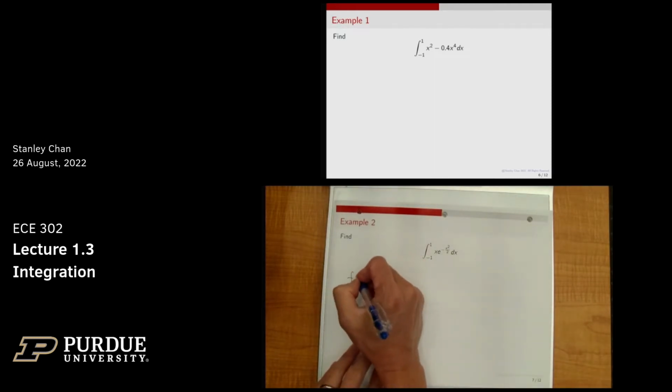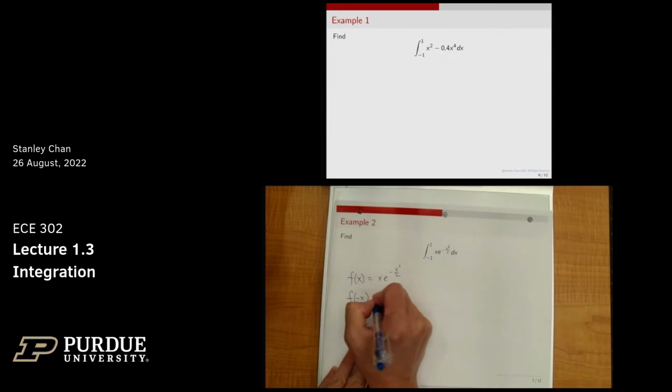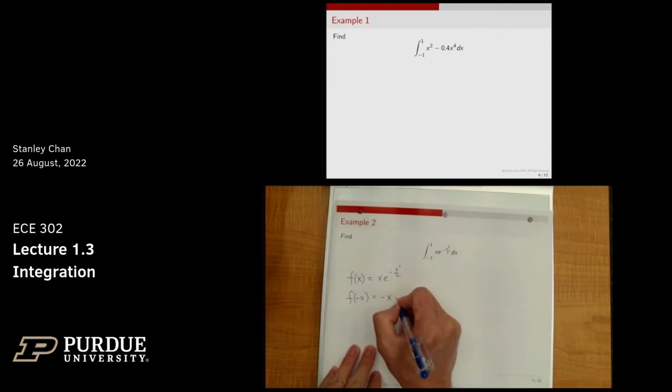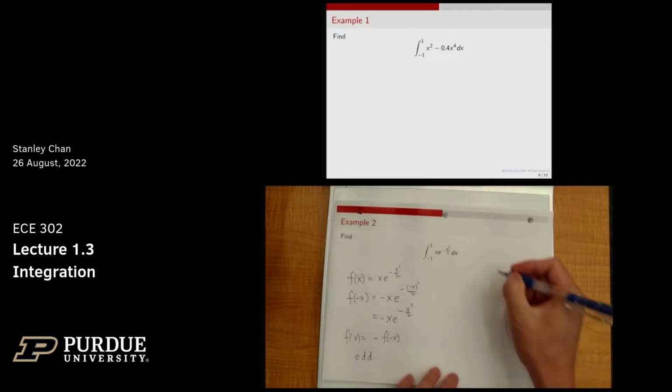So you can plug in f(x) = x times e to the minus x squared divided by 2. And then I can look at f(-x). That's going to give me minus x times e to the minus x squared divided by 2. But that's just the same x squared, right? So you have minus x e to the power minus x squared divided by 2. That means your f(x) is going to be the same as minus f(-x). And so this is an odd function. So that's a proof. But you can also just draw the figure.